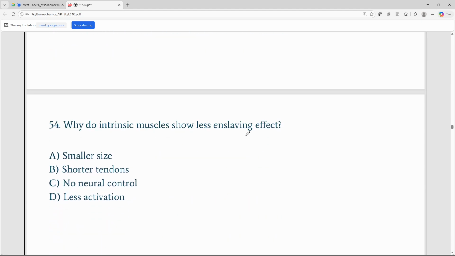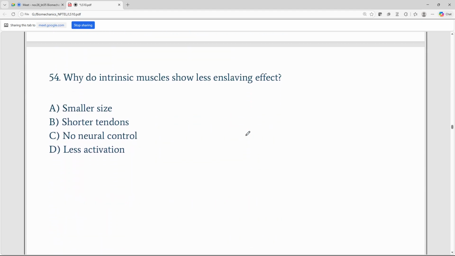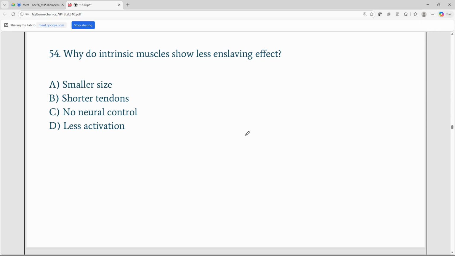Next question, or last question. Why do intrinsic muscles show less enslaving effect? Options are option A, smaller size. Option B, shorter tendons. Option C, no neural control. Option D, less activation.